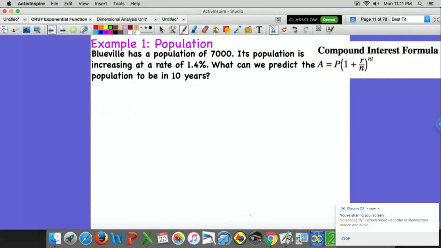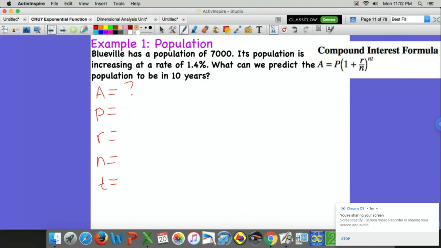So example 1, Blueville has a population of 7,000. Its population is increasing at a rate of 1.4%. What can we predict the population to be in 10 years? So first things first, we are still going to lay out our variables. And A, we do not know. That's what we're looking for, what it will be in 10 years.